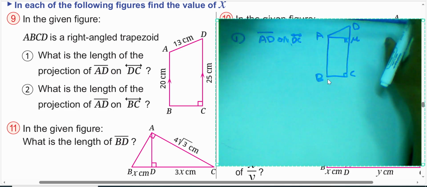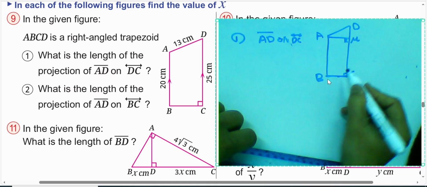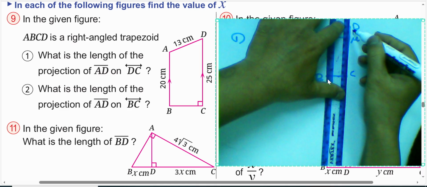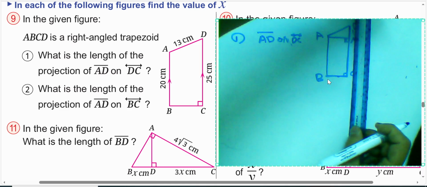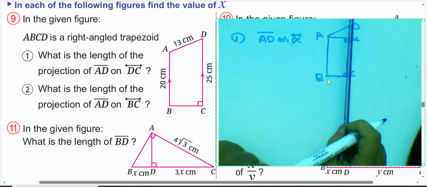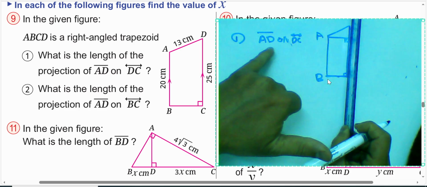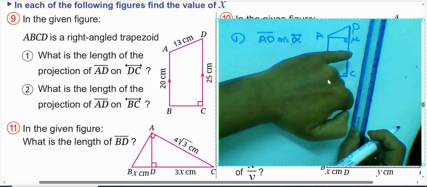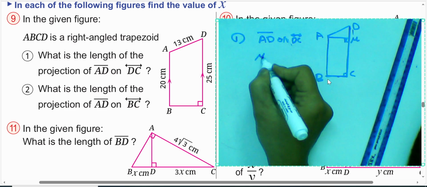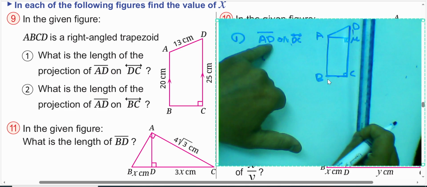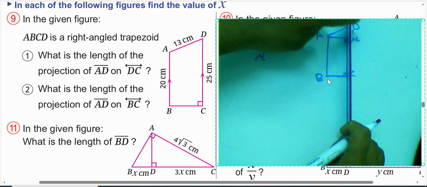Put your ruler at DC here. We want to find the projection to DC. Look, the projection of A going to this point M. Okay, and point D pointing to the straight line. D lies in the straight line here.